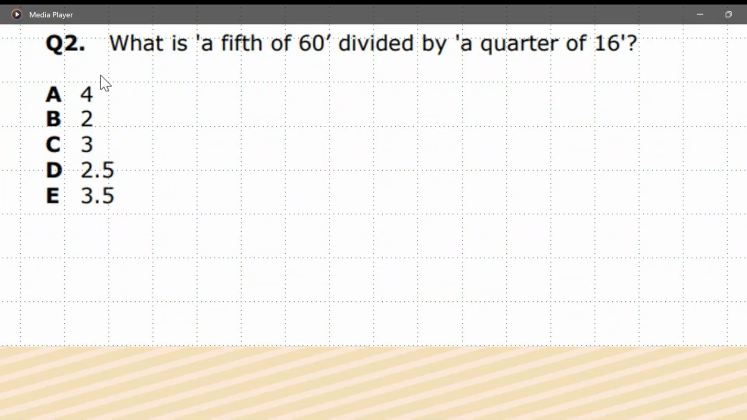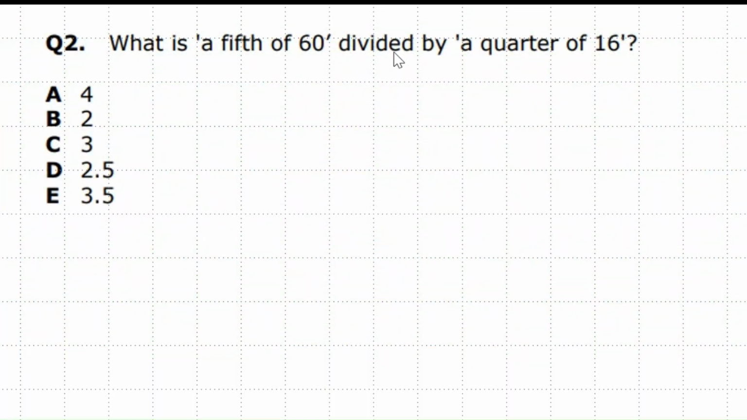2. What is 1/5 of 60 divided by 1/4 of 16? Here are the options, and to solve this equation, we first need to find 1/5 of 60. To do this, we have to first write it out. And now we have to divide the 60 by 5, which is 12, and times 1 is 12. So 1/5 of 60 is 12.